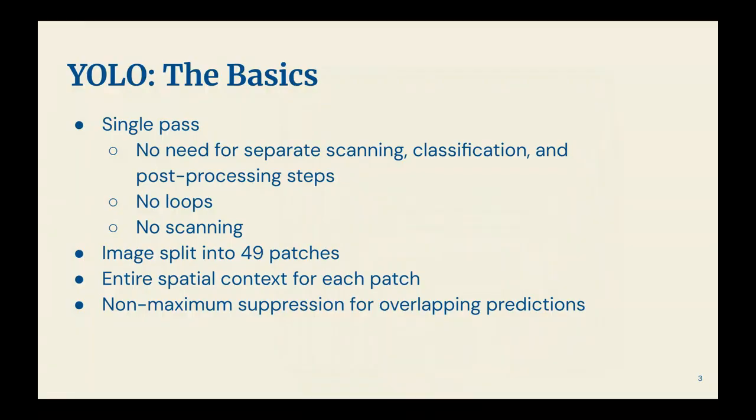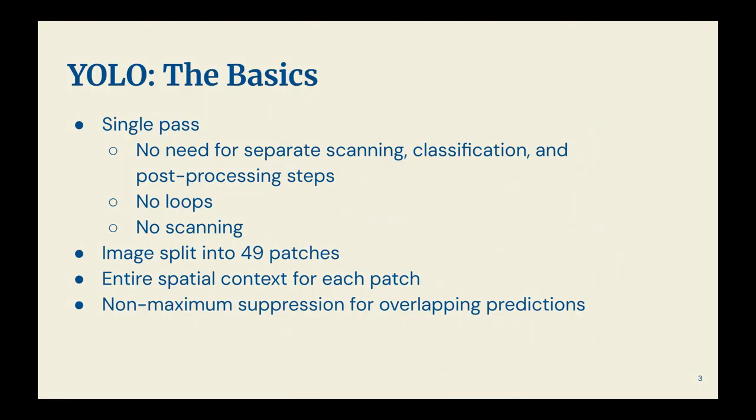Having the separate passes for scanning, classification, and then any post-processing like non-maximum suppression just took too much time. And so YOLO was developed to be able to detect multiple objects in an image without any of these steps. So it has no loops, it doesn't scan at all, it's just a single pass. And because of that, it's extremely fast.